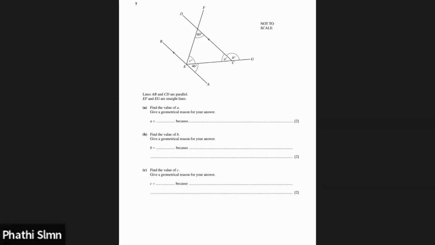Well done. Do you all see that, guys? Good. Angle A is 46 because it's an alternate angle. So what about our angle B? Then it's easy to find angle B.